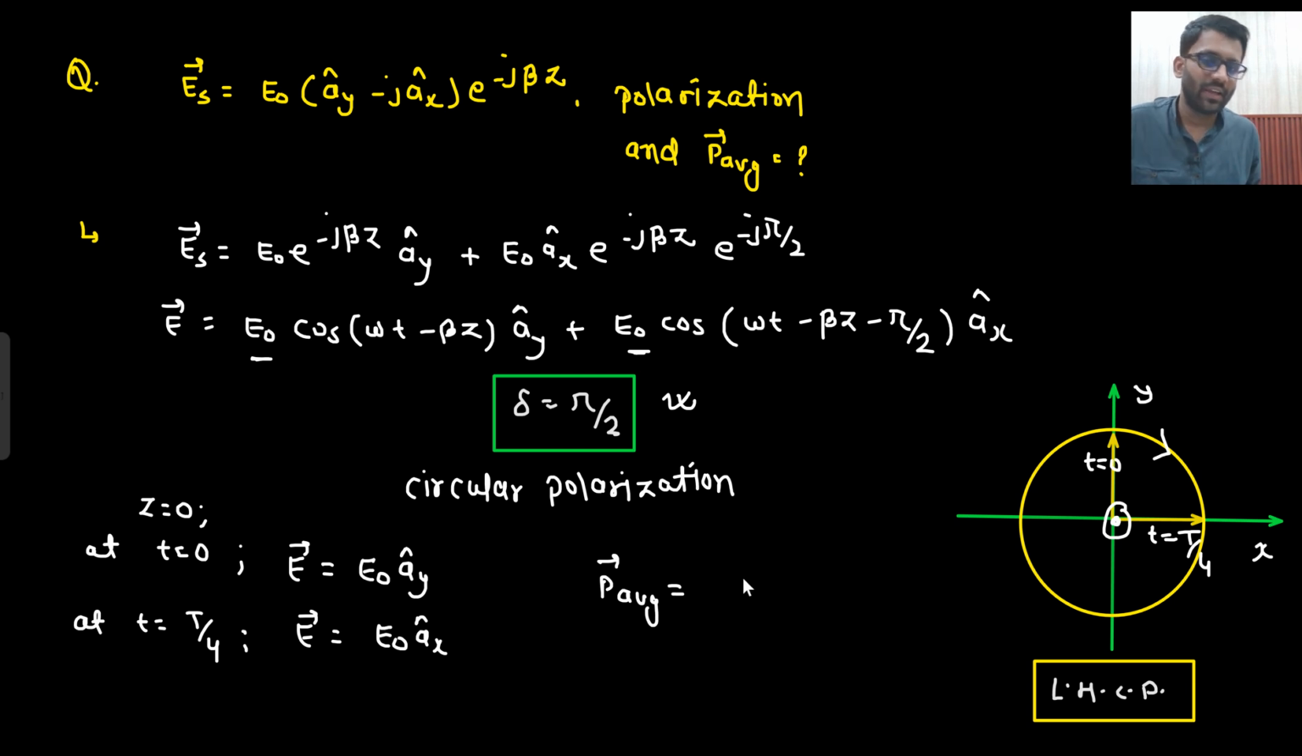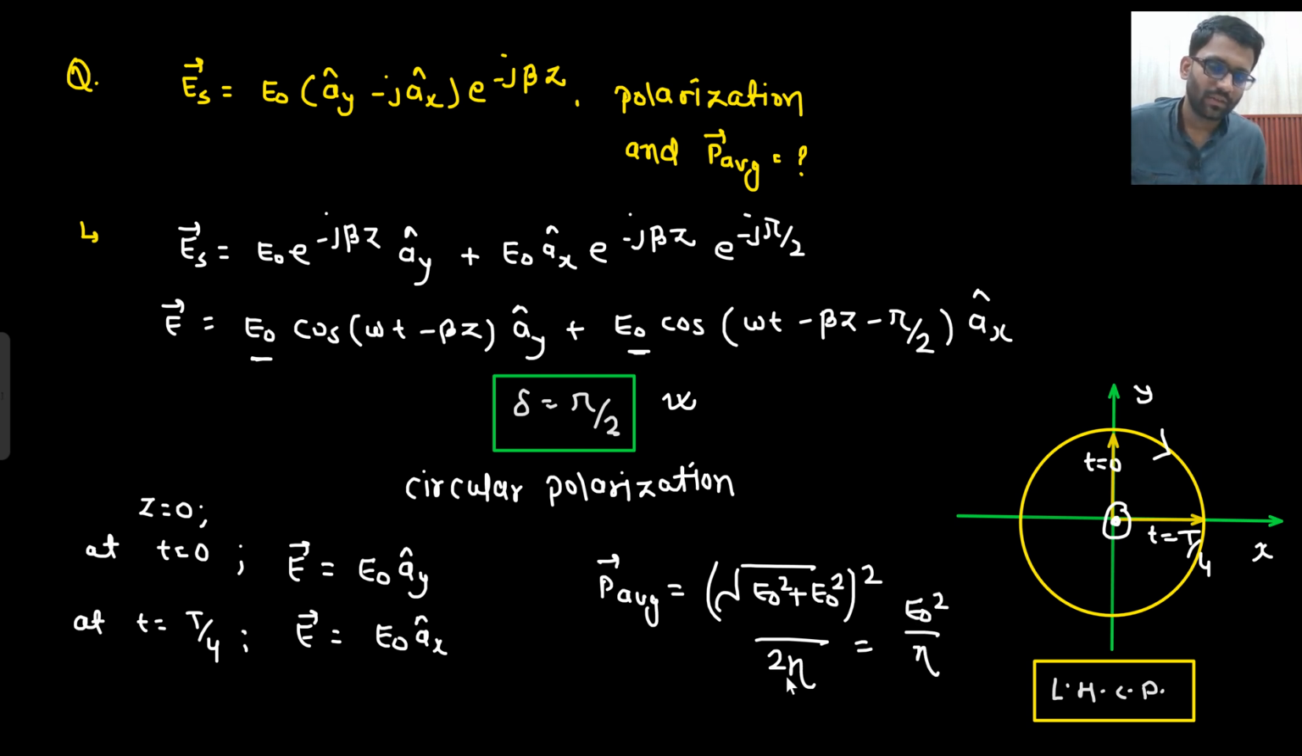P average, for P average what do I need? E naught square plus E naught square, then square of that divided by 2 eta. Okay, so what you are getting? E naught square by eta. Basically from here only you could have told that's our E naught, and this magnitude will be under root 2. Why under root 2? Basically I need to divide by under root 2 so that this becomes a direction, and then I will need to multiply by under root 2 as well.